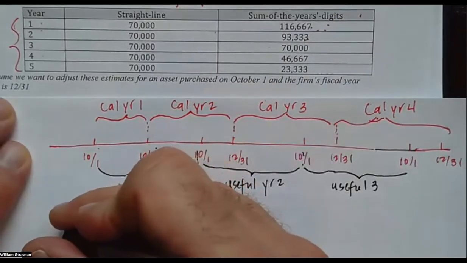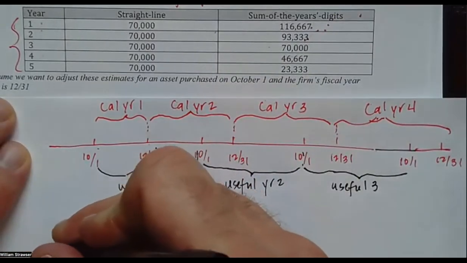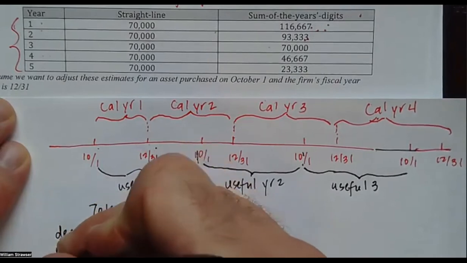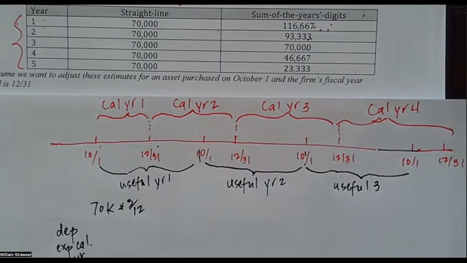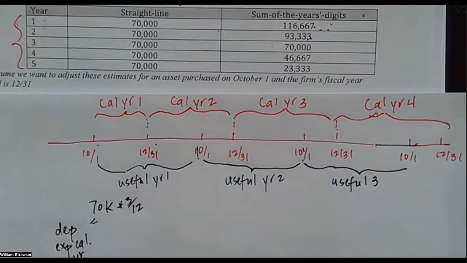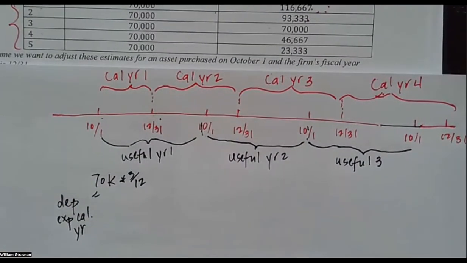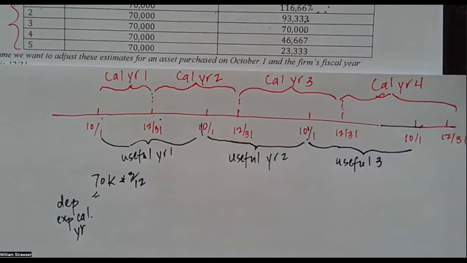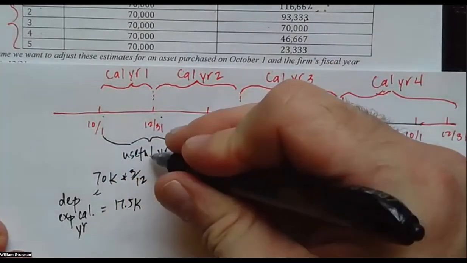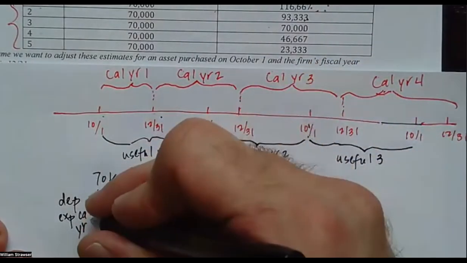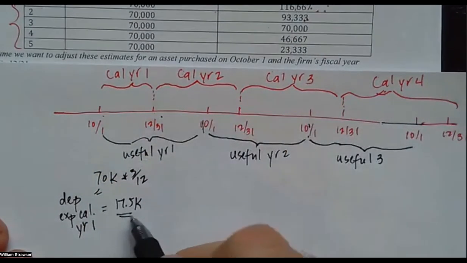And so the depreciation expense for the calendar year, which is all I care about when I'm reporting on the income statement or adjusting my books, is equal to 70,000 times 3/12. And of course, I didn't make up a number that would work really nicely. So actually, it's not too bad. It's 17.5 thousand. So that's what I would report in calendar year 1 for my depreciation expense.